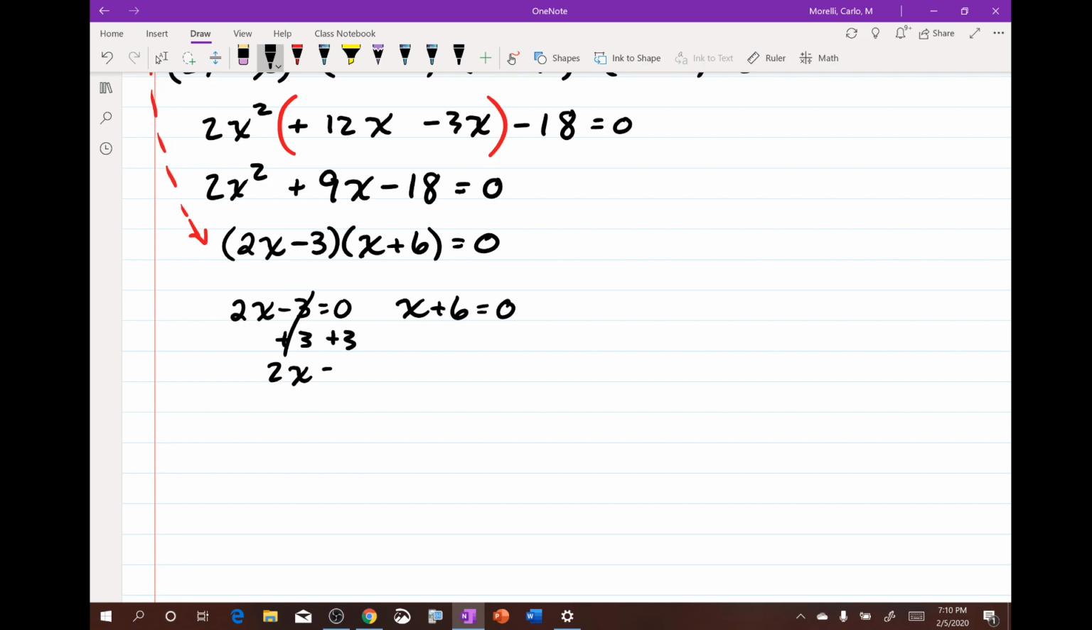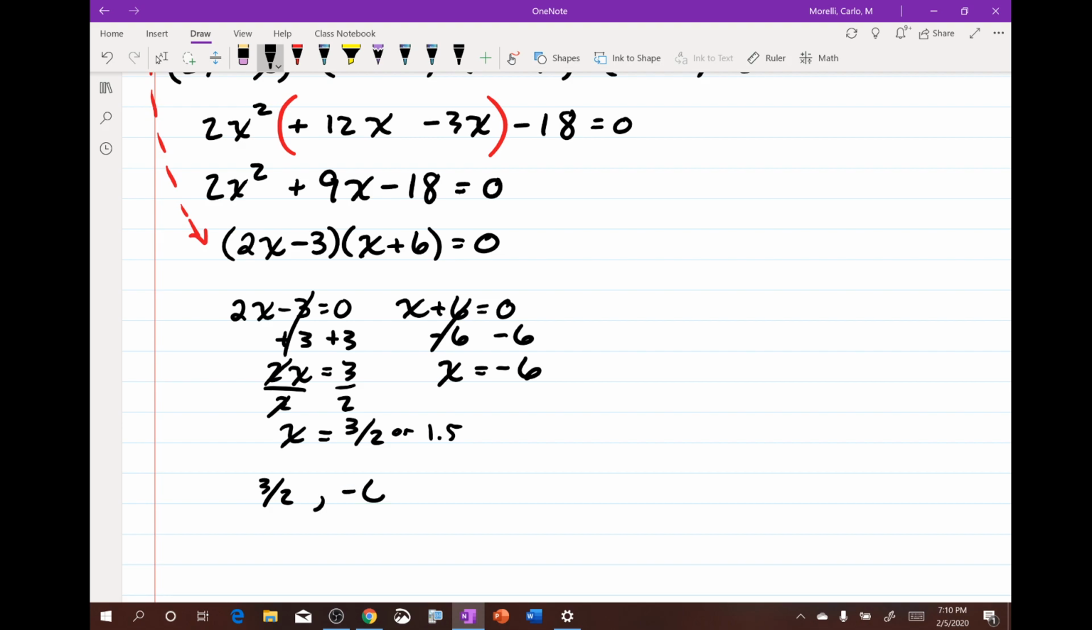So 2x equals 3. Divide both sides by 2. So x equals 3 over 2. Okay, or 1.5. Okay, and then over here we'll do minus 6 on both sides. And I have x equals negative 6. So my two solutions are 3 over 2 and negative 6. All right, these are my two solutions.